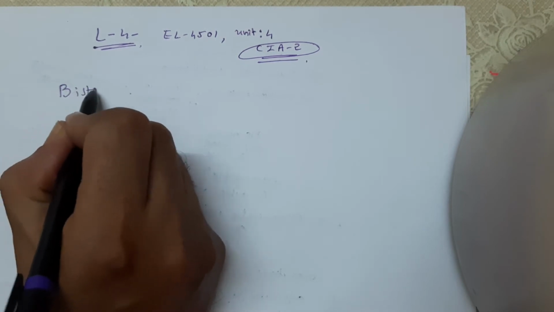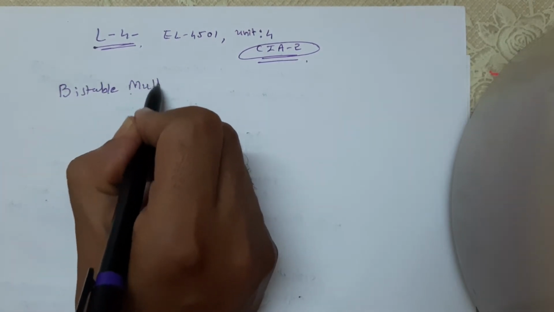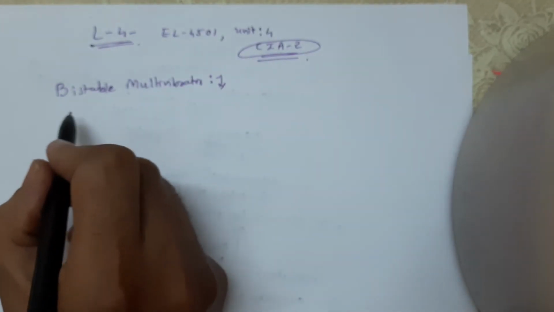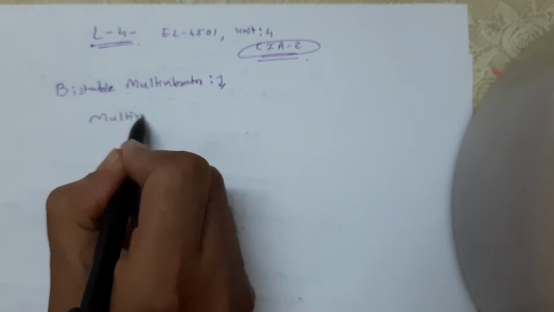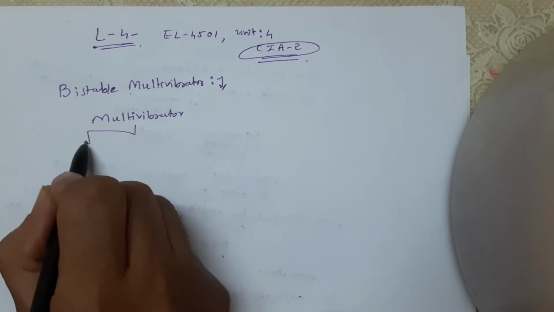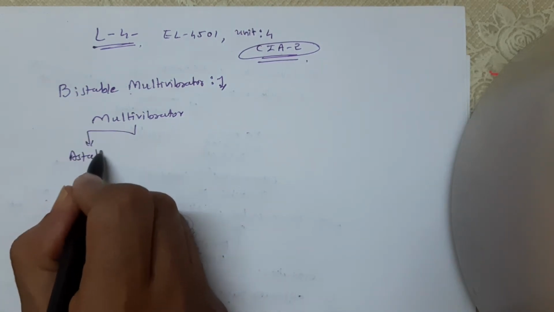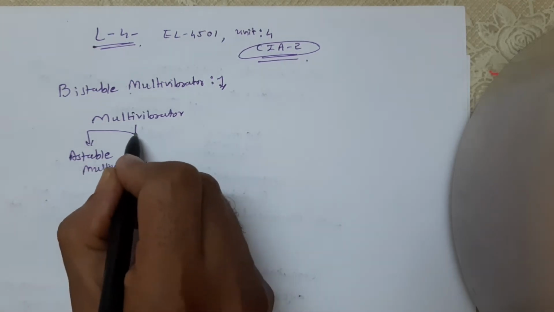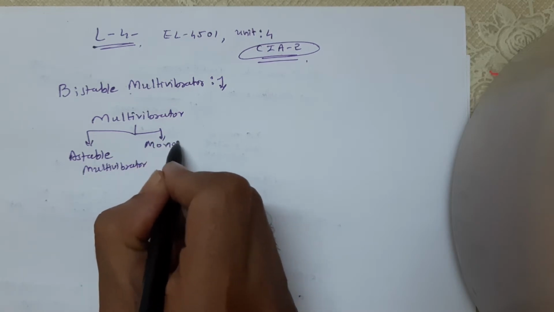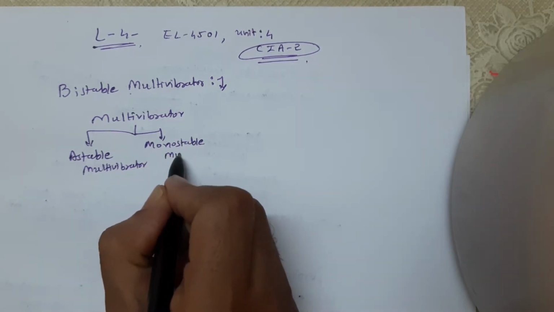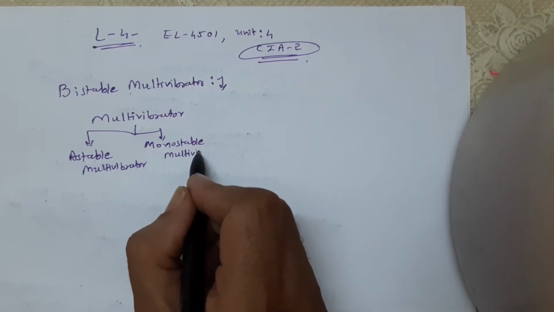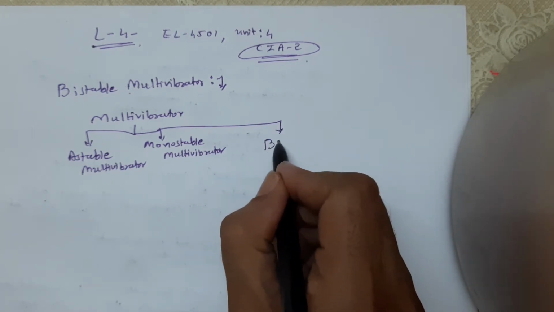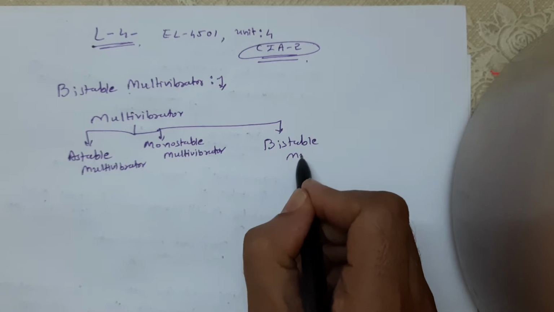Bistable multivibrator. We already discussed multivibrators, three types: astable multivibrator, monostable multivibrator, and now we are discussing the bistable multivibrator.